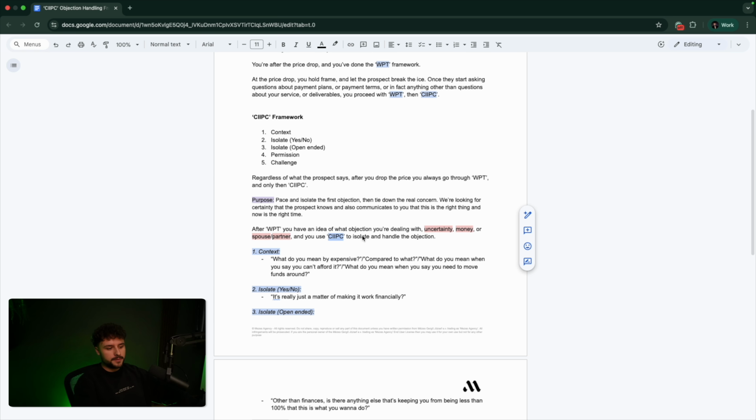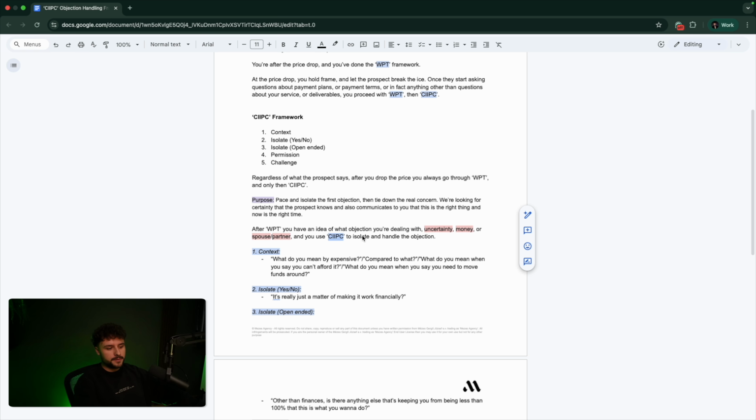So first, we always ask for context. When someone says, "Oh, it sounds good, I'm 100% in, it's just too steep for me, it's just too expensive," it's like, okay, I don't know what that means, right? So we always ask for context first. What do you mean by that? What do you mean when you say expensive? Compared to what? What do you mean when you say you can't afford it? What do you mean when you say you have to move funds around?